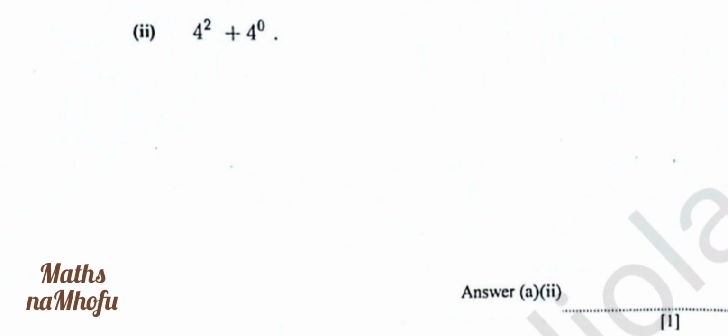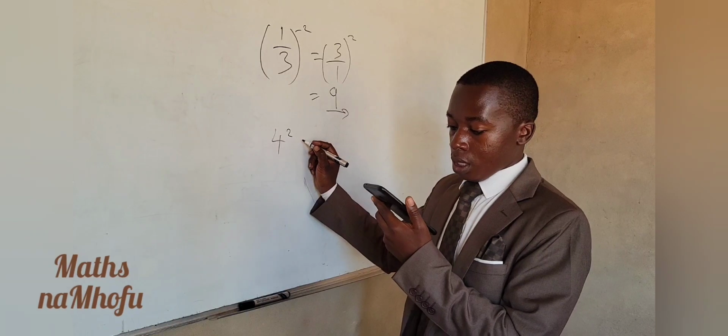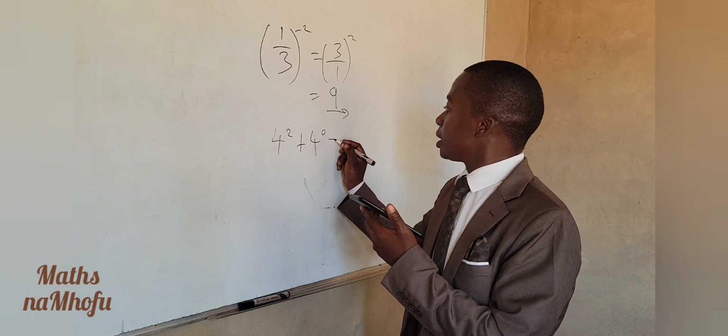The second question, 4 to the power 2 plus 4 to the power 0.